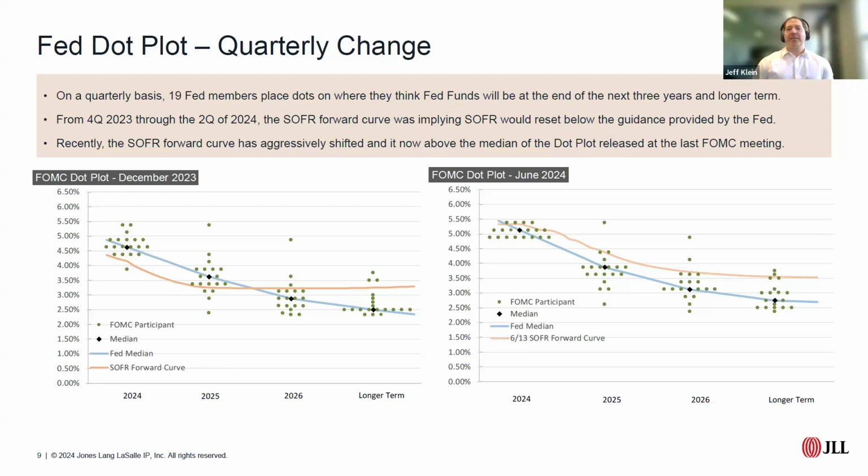The final line is the SOFR forward curve. So this is a completely separate market. This is not 19 members of the Fed with dots. This is a multi-trillion-dollar market, and it trades the forward settlement for SOFR in the future, no differently than you might be familiar with orange juice futures can trade, or gold futures can trade, or oil futures can trade.